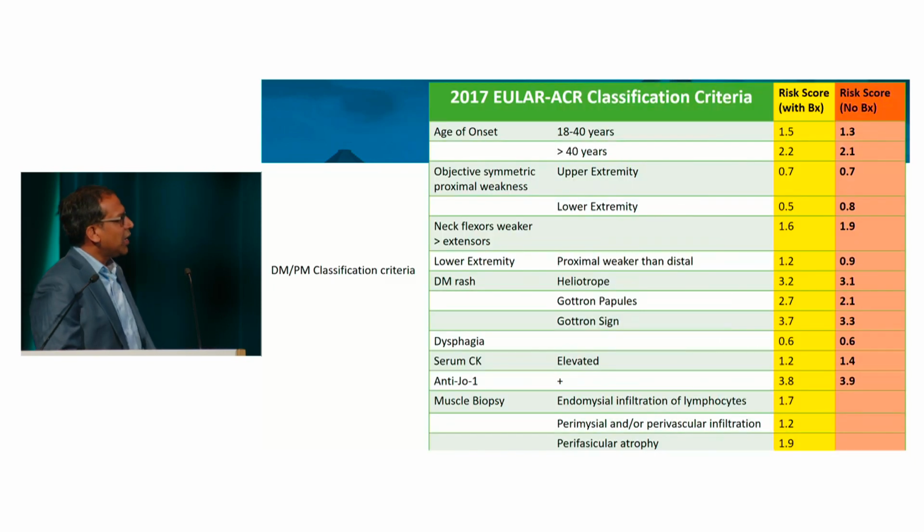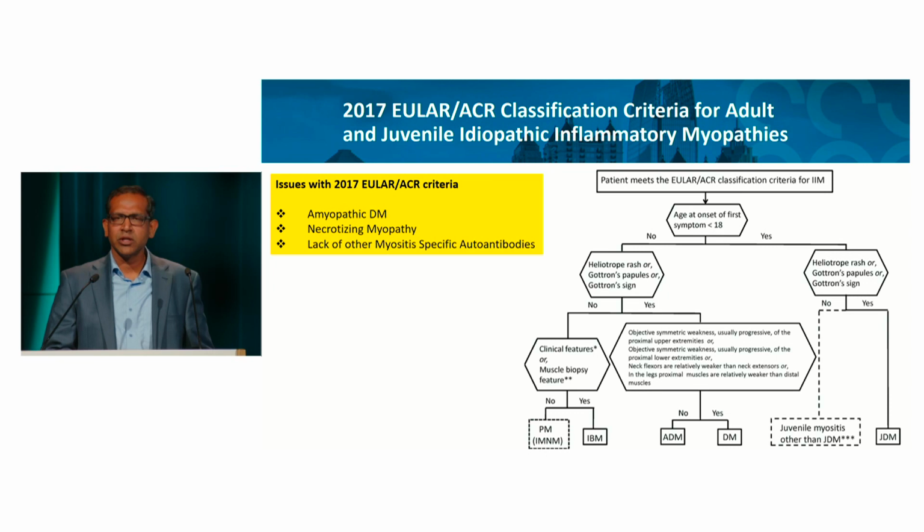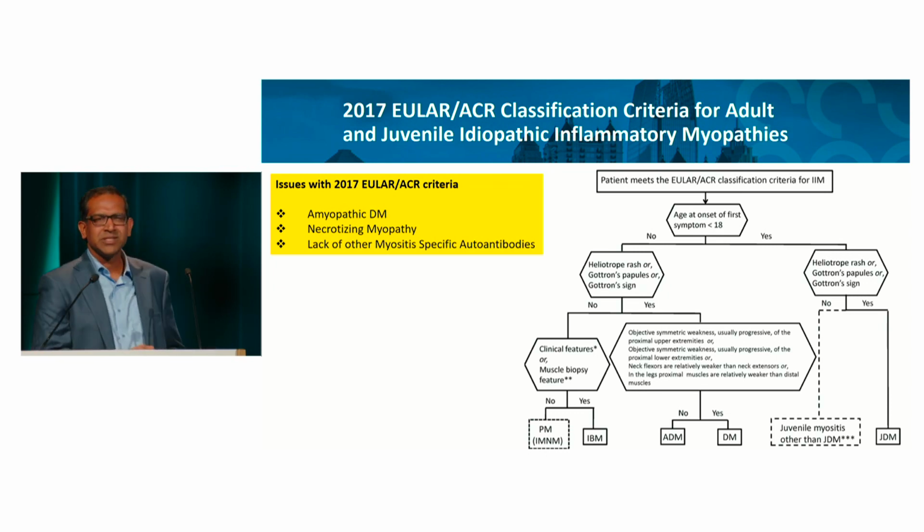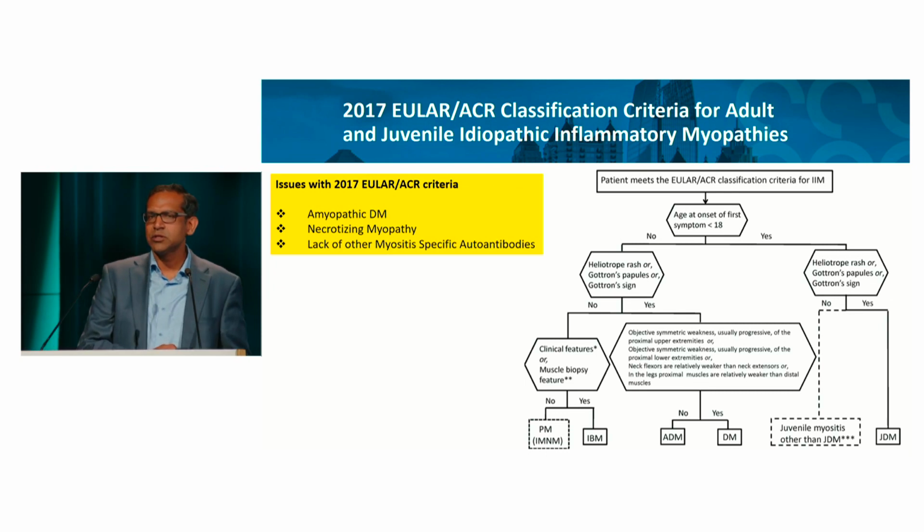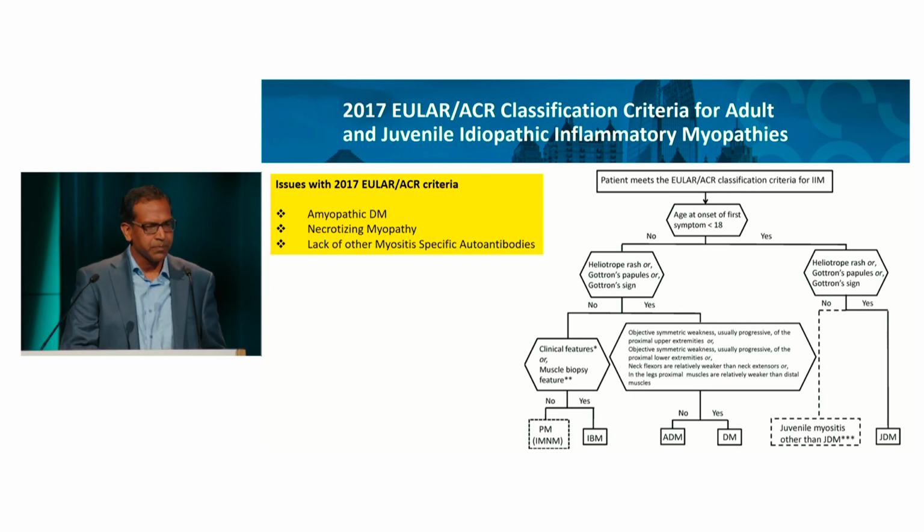If you see, it has a myositis-specific antibody, which is great, but it only has Jo1 as a myositis-specific antibody. And as you know, there are many more myositis-specific antibodies. Also, the classification criteria does make you consider IBM, but this is not really made for IBM. This is made for non-IBM myositis.